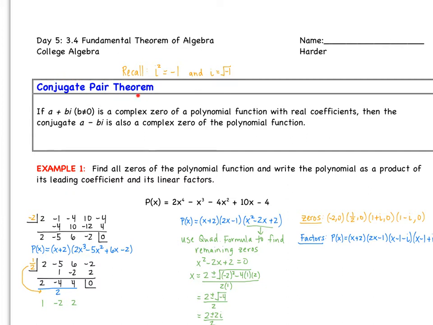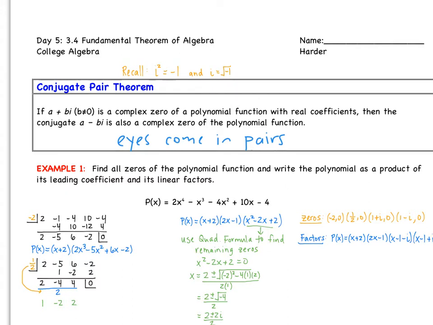So this conjugate pair theorem deals with complex numbers. If a plus bi is a complex zero of a polynomial with real coefficients, then the conjugate, a minus bi, so the signs are just different, is also a complex zero of the polynomial function. I always talk about how i's come in pairs. So if I have one answer that has an imaginary number, I know I have two imaginary solutions or complex zeros. Okay, so let's take a look at this first example.